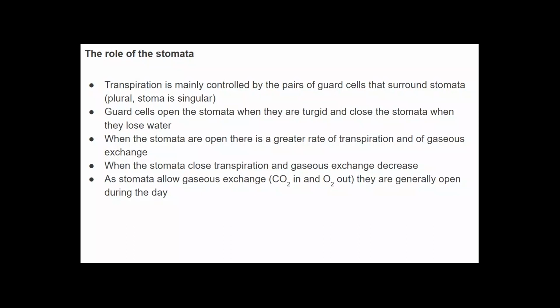As stomata allow gaseous exchange, carbon dioxide in and oxygen out, they are generally open during the daytime. There are some plants which can have their stomata open at night time. This is called crassulacean acid metabolism. Basically, during the night time, they absorb carbon dioxide, which can then be used during the day for photosynthesis. Of course, the carbon dioxide isn't fixed at this point, but will be fixed later on.